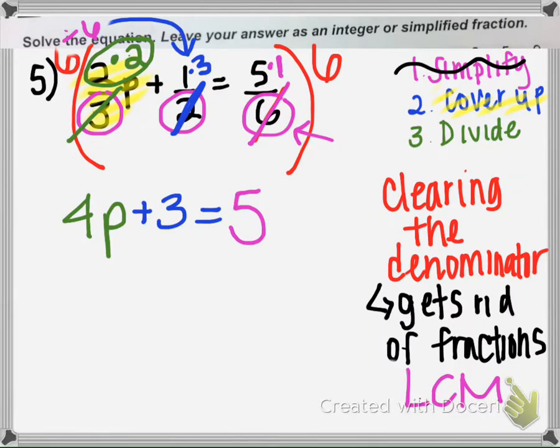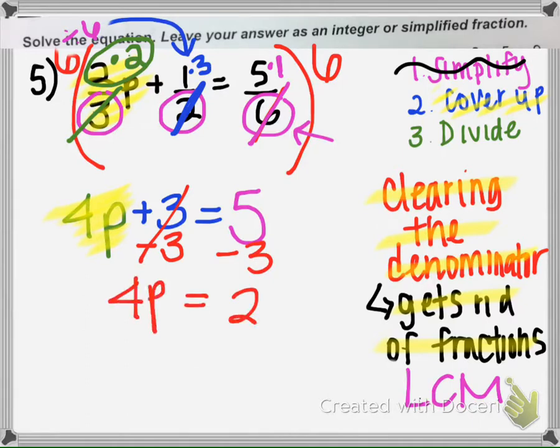So now that we have achieved clearing the denominator, which gets rid of the fractions, if we choose to do it this way, now I can cover up the variable, and then I'm going to subtract 3, just like we did with all the other problems. And then the very last step, when this is all by itself, we divide. So we're going to divide both sides by 4.